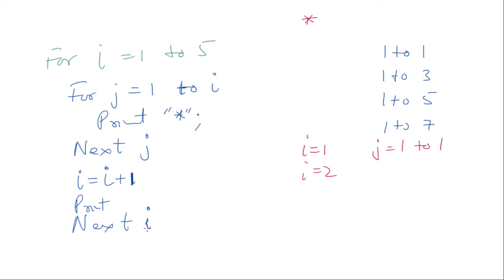Then it does a next. Next does what? Next increments the i by 1, right? So i now becomes 3. Here it became 2, here it became 3, right? Wherever you say it, wherever it goes, it increments.